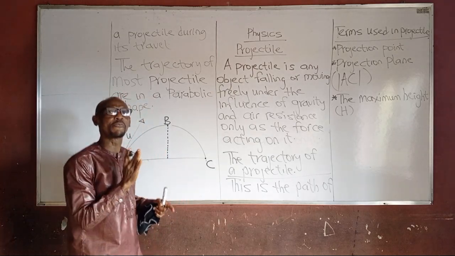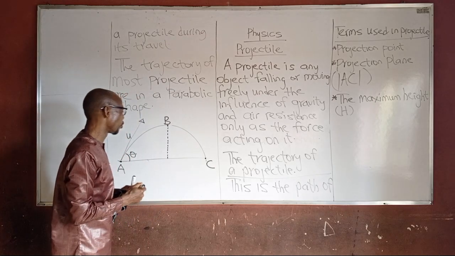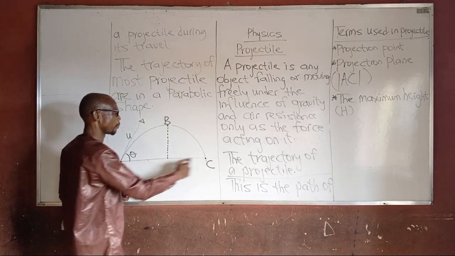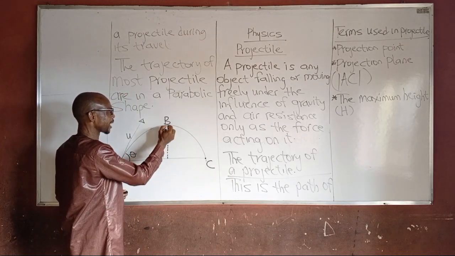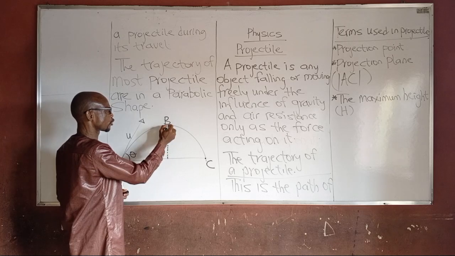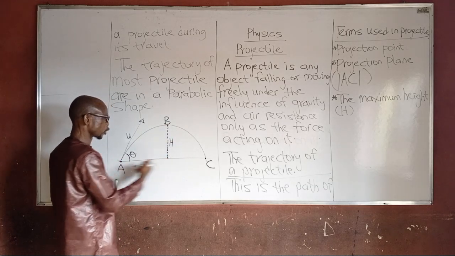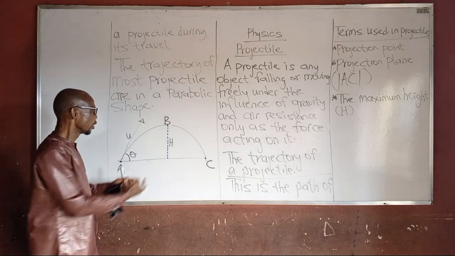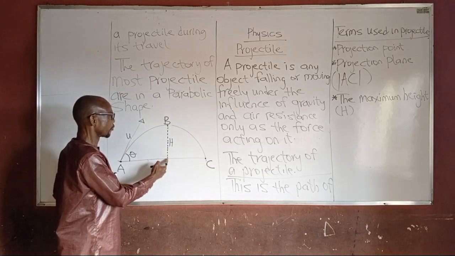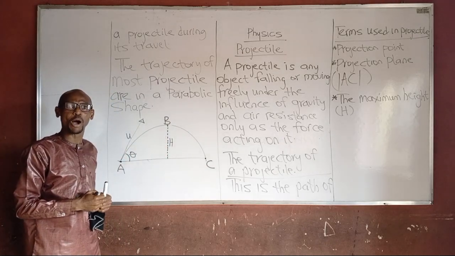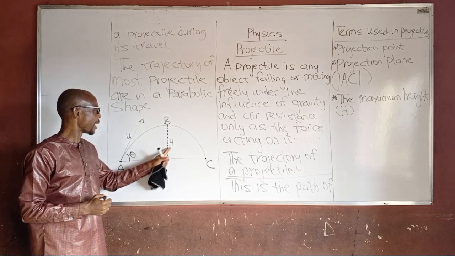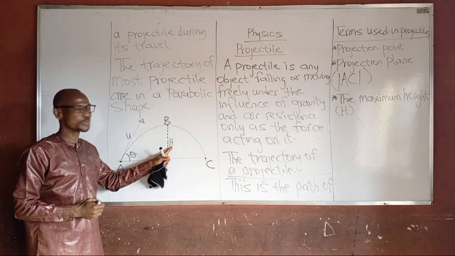The maximum vertical distance traveled. Look at our projection plane here. This is the maximum vertical distance traveled from the projection plane, measured from the projection plane, is referred to as the maximum height. That is our maximum height, H.